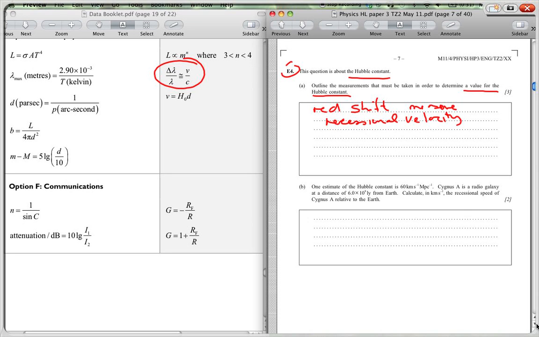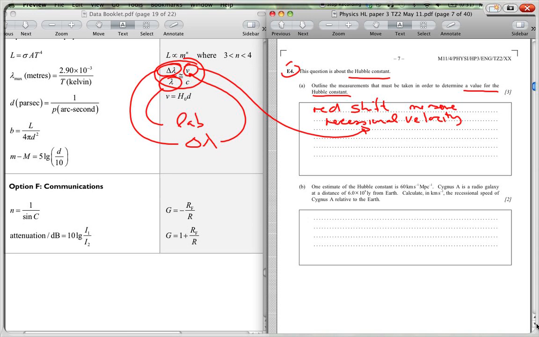So what happens here is that you look at light, and we've got this lambda over here. This comes from the lab. We get the emission spectrum, and then from that we can measure the delta lambda, which is the Doppler shift. Once we know that, we can measure this v, which is your recessional velocity.